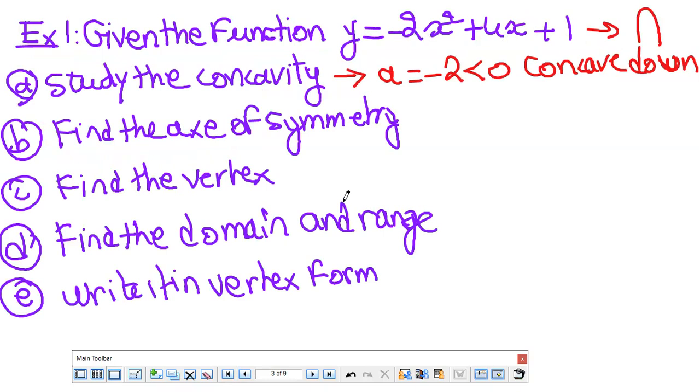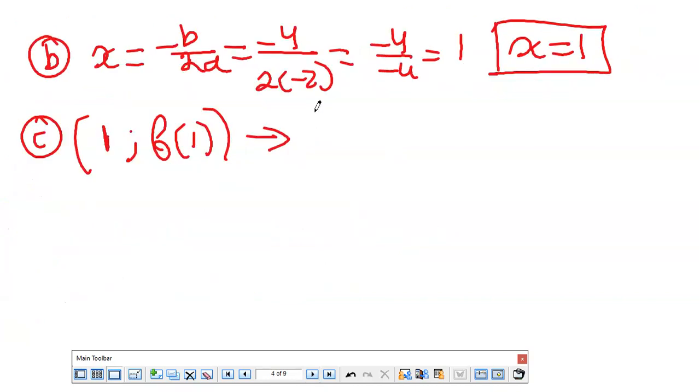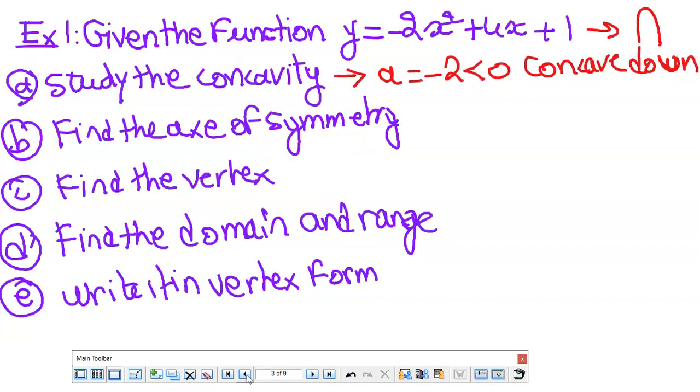So it's minus 2 plus 4, it's 2 plus 1, so it's 3. So now I know that my vertex is (1, 3). So it will be very easy for me to draw it later on when I need it in the next chapters. D, I need to find the domain and the range.